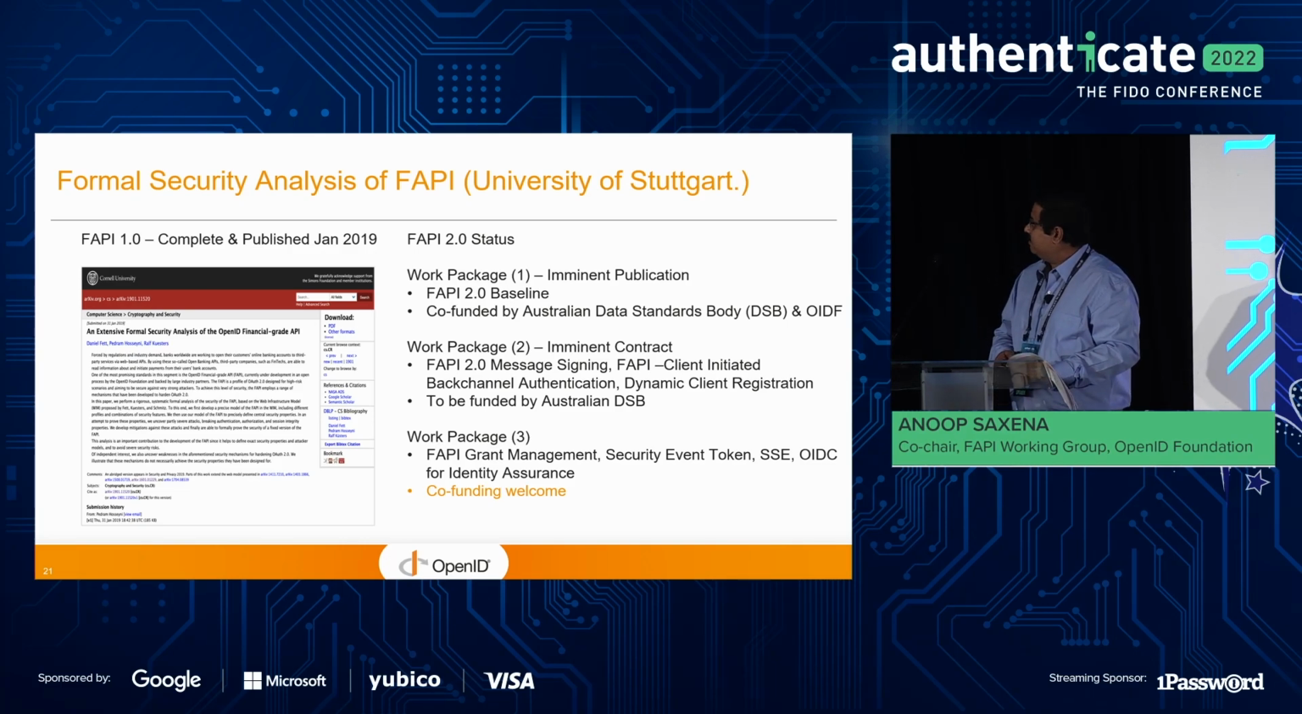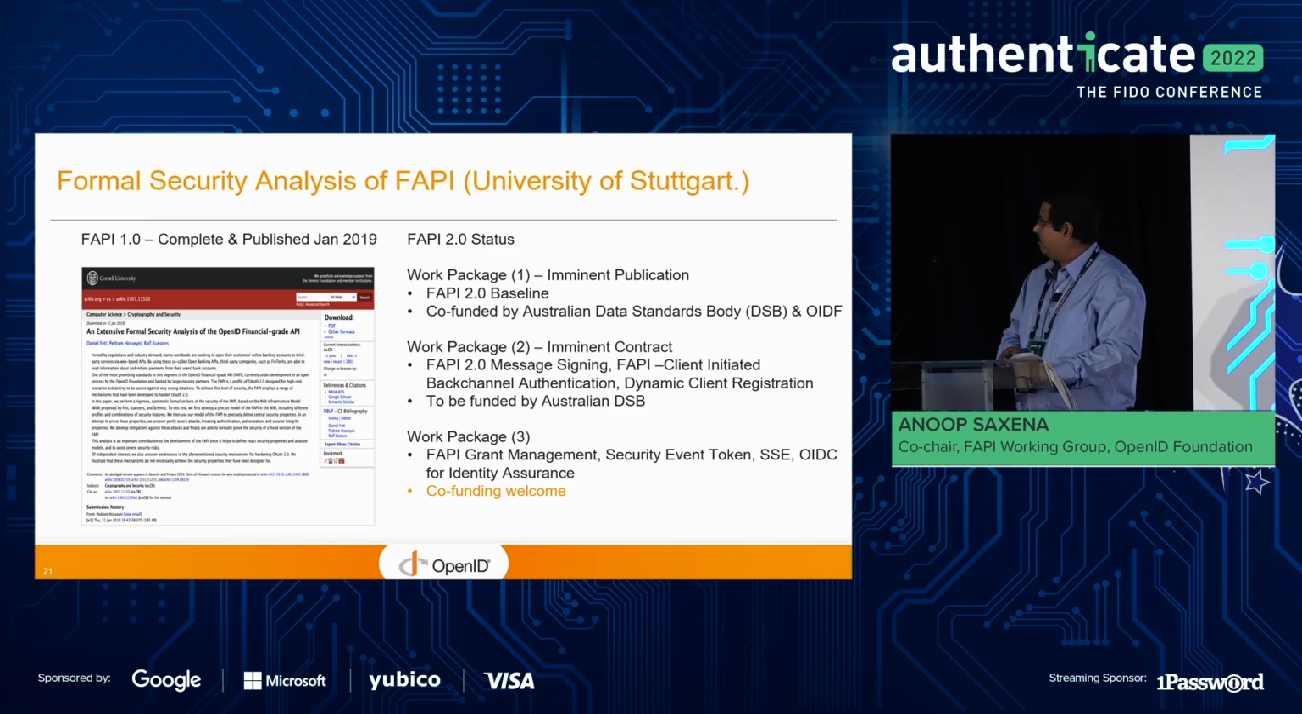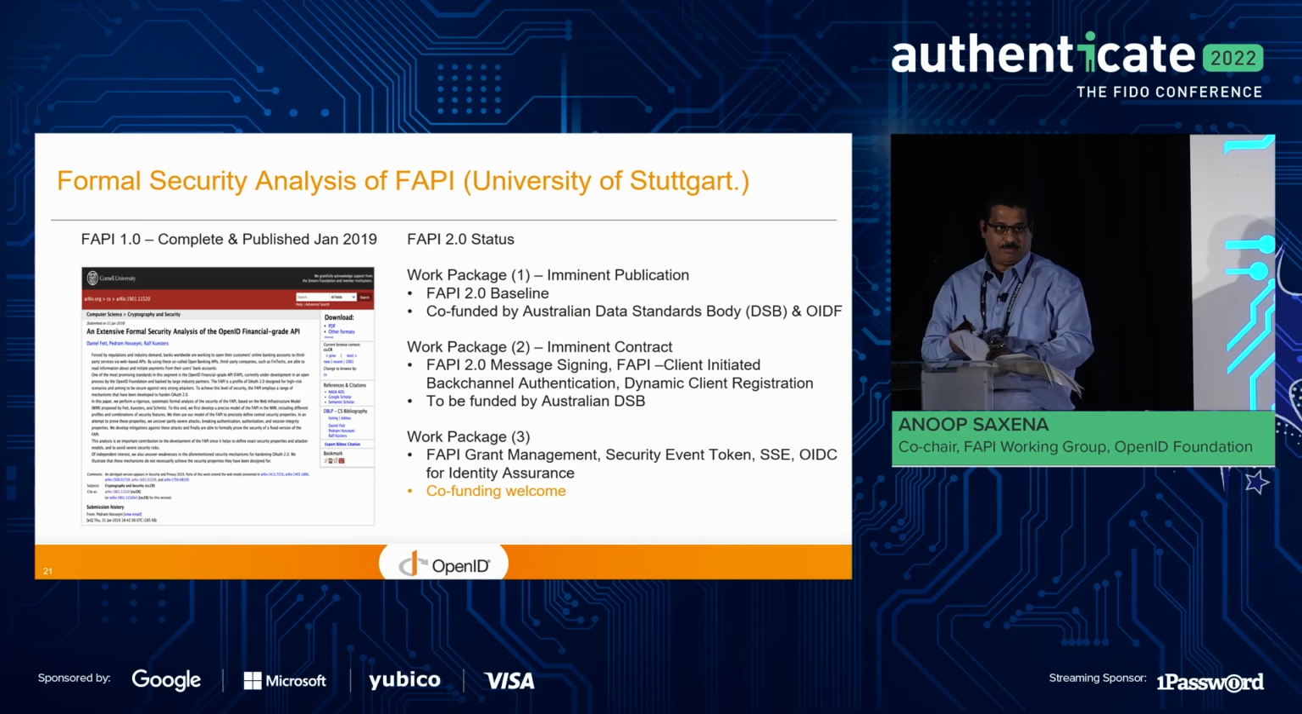The way we divided the work is that in phase 1, we have FAPI 2.0 baseline, followed by FAPI 2 message signing, CIBA, and dynamic client registration. And then work package 3 would look at FAPI grant management, security event token, and identity assurance. And for phase 1, co-funding is always welcome.